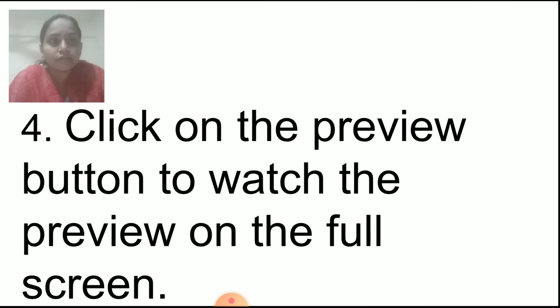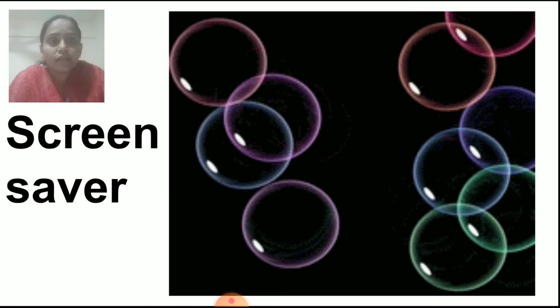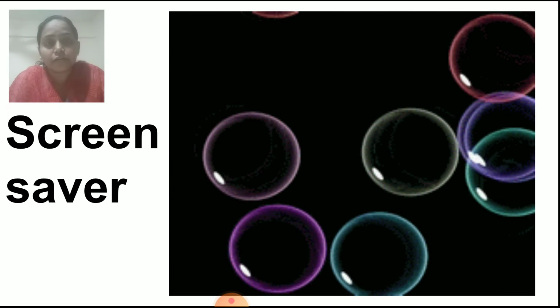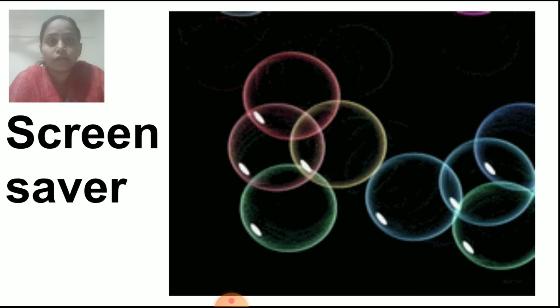You will get, see, a preview button to watch the preview on the full screen. See here, one preview option is there. To see the screensaver whatever you have set on the full screen, you click on the preview button. Click on this preview, you will get a full screen preview like this. See, we have set a bubble screensaver, so you will get bubbles like this on the screen.